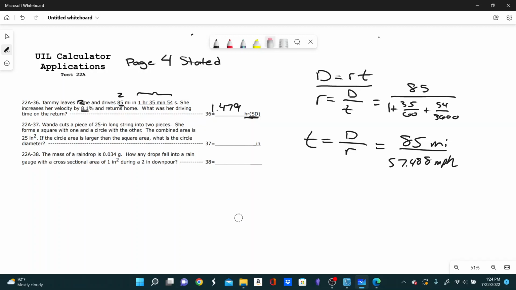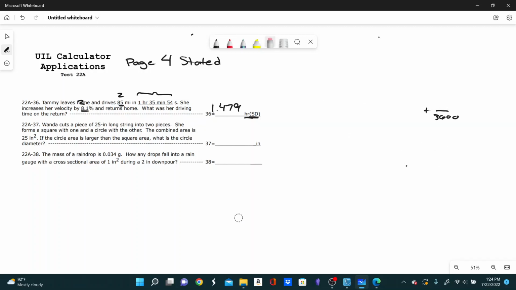Alright, now for number 37. Let's see, what do we have here? Number 37. So Wanda cuts a piece of 25-inch long string into 2 pieces. She forms a square with one and a circle with the other. The combined area is 25 square inches. If the circle area is larger than the square area, what is the circle diameter?